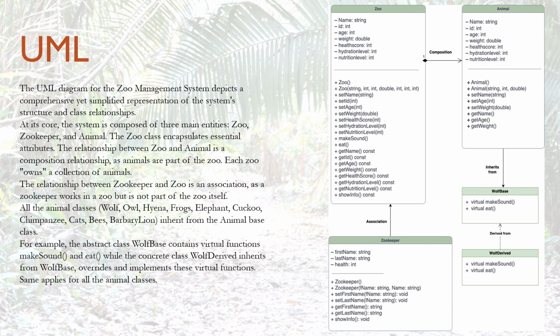The relationship between zookeeper and zoo is an association, as a zookeeper works in a zoo but is not a part of the zoo itself. The relationship is more of an association rather than a composition. All the animal classes inherit from the animal base class. For example, the abstract class wolf base contains virtual functions, make sound and eat, while the concrete class wolf derived inherits from the wolf base and provides specific implementation for the virtual functions.